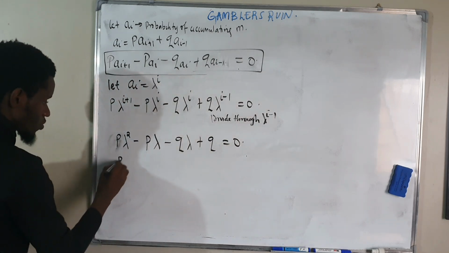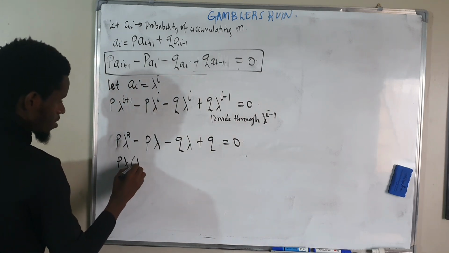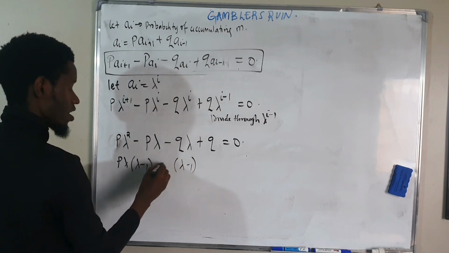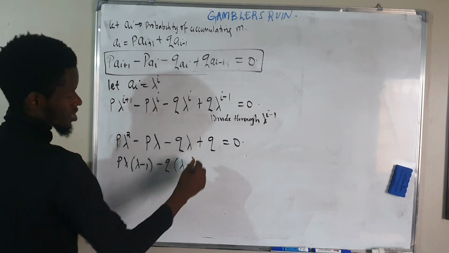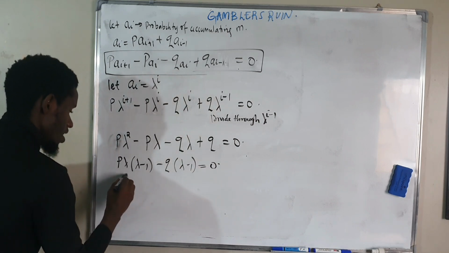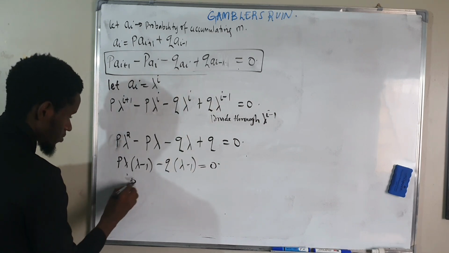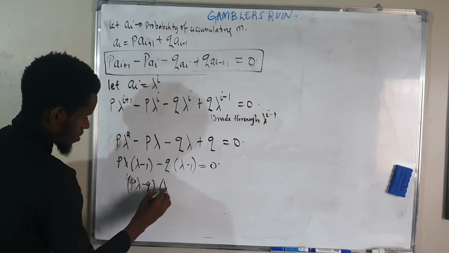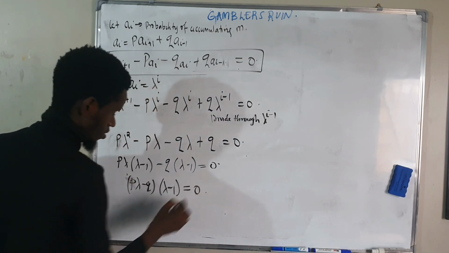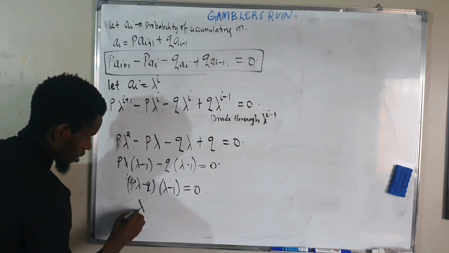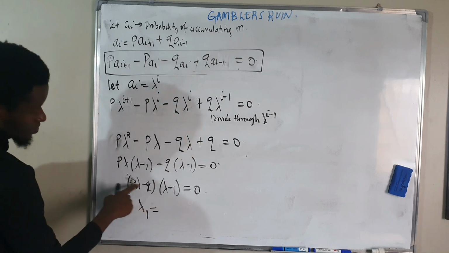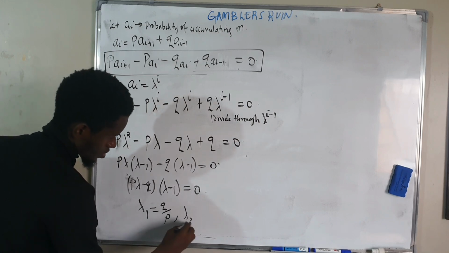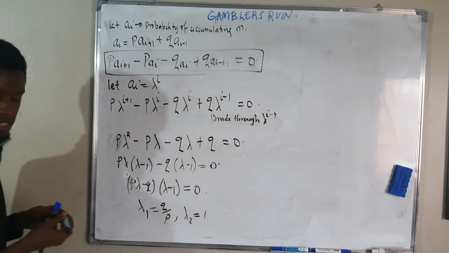Now, if I find here P lambda is common, I have lambda minus 1. Then if I find here I have lambda minus 1 again, then I have here minus Q, and this thing here is 0. Therefore, my P lambda minus Q into lambda minus 1 equals 0. Therefore, my lambda 1 is the same as having Q over P, and then my lambda 2 the same as having 1.